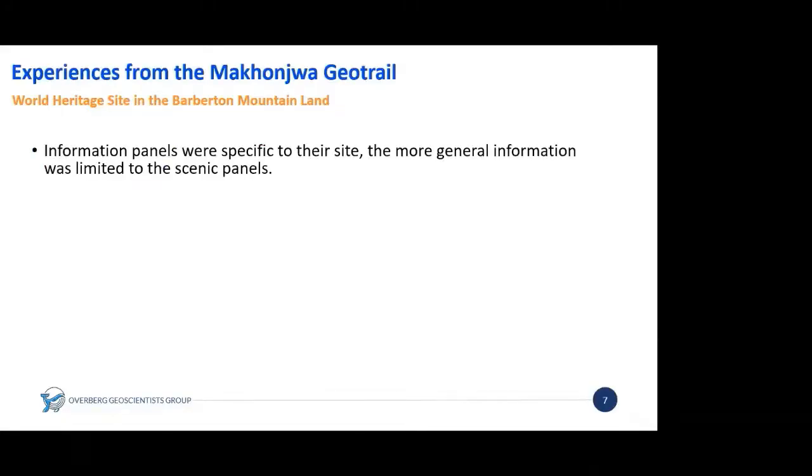Information panels were set up. There were 12 of them on the road between Barberton and the Eswatini border. But each of the panels was absolutely specific to that site from a geological point of view. There was other information in terms of historical, geomorphological, etc. information. They were on separate panels, and I'll be showing you some examples of both these types of panels. But the geology was very specific.